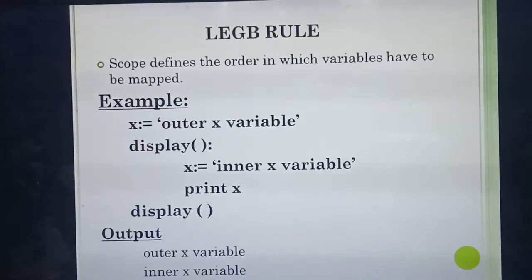So outside the function you are giving the statement outer x variable. Then you are writing one function, display of. Then inside the function also you are defining a variable called x. Same variable name. What's the variable name you are defining inside the function? X. So for that you are giving the statement inner x variable. Then you are giving print x. So that function will get over. Then see the last line, display of. Now you are running the program.